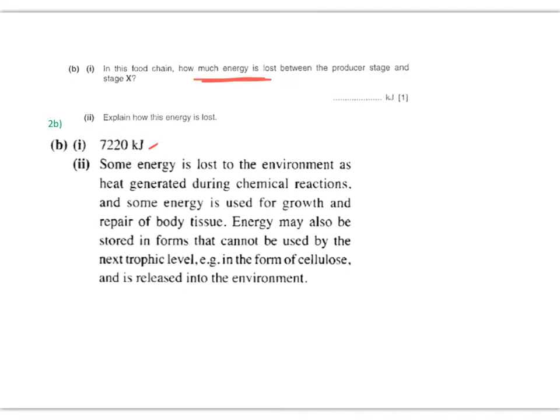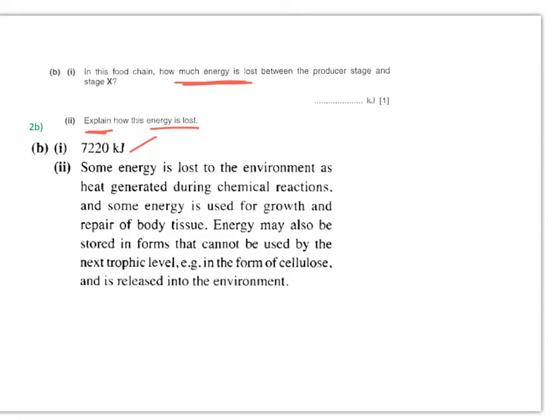Okay, so question asks, explain how energy is lost. Now I need you to give specific examples of why energy is lost. Okay, so energy is definitely lost to the environment as heat is generated. So you can talk about heat generated during chemical reactions. You can talk about during respiration, energy used for growth and repair. You can talk about energy being trapped in the forms of body parts that cannot be eaten, either from the producers or the primary consumers. For example, in this case, cellulose cannot be digested if you don't have cellulase. Okay, so things along this line.